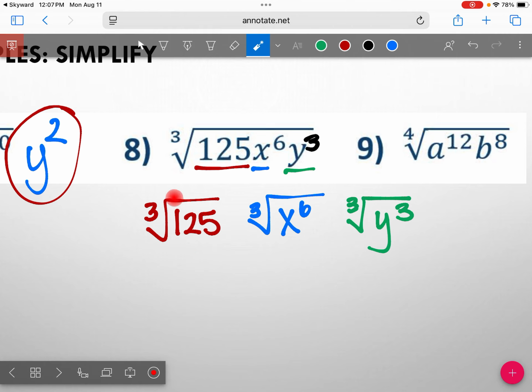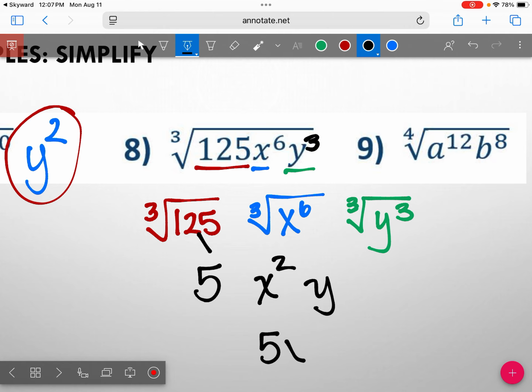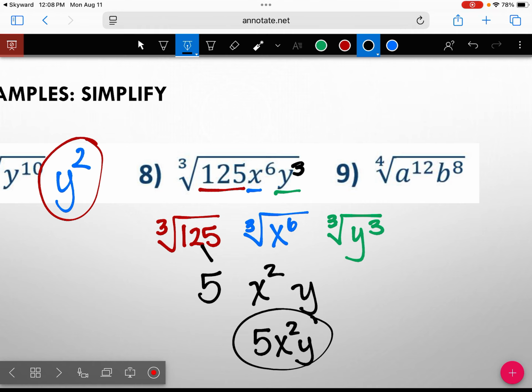125 is actually a perfect cube. 5 times 5 times 5 is 125. So this becomes a 5. That's what this gives you. If you have 6 people that you want to put in groups of 3, how many groups of 3 can you make with 6 people? 2. And then if I have 3 people, I can only make 1 group of 3. So my final answer is just 5x squared y. All right, go ahead and try to do number 9 on your own. Then I'll put up the answer shortly.